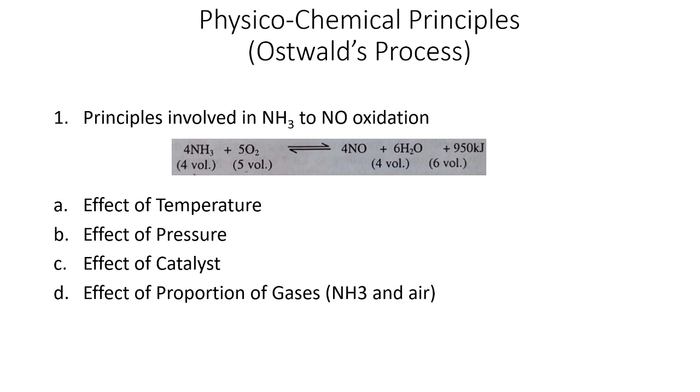Next physico-chemical principle is the effect of proportion of gases, that is ammonia and air. So here excess of oxygen should be taken because some oxygen is also required to convert nitric oxide to nitrogen dioxide. Okay, so excess oxygen has to be taken, that one should understand. Generally the mixture consists of 10% of ammonia and 90% air by volume. Okay, so the proportion of ammonia is very important as far as oxidation of ammonia to NO2 is concerned.